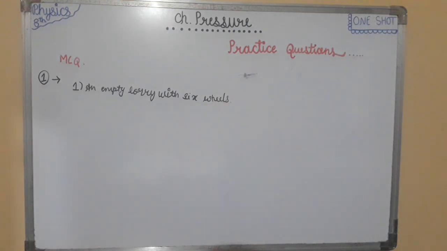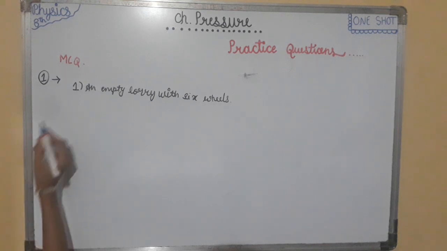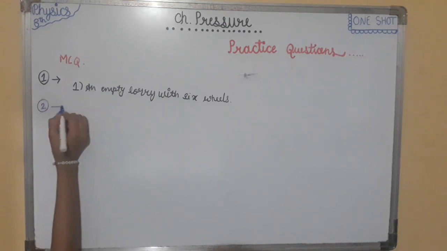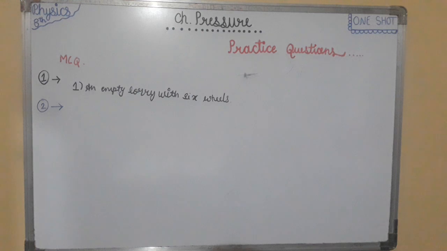Second question is, when a ship enters sea from a river, one can expect it. Option 1, to rise a little. Option 2, to sink a little. Option 3, to remain at the same level. Option 4, to rise or fall depending on whether it is of wood or steel.